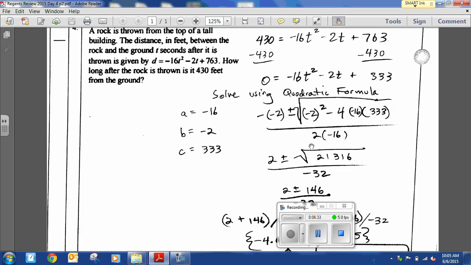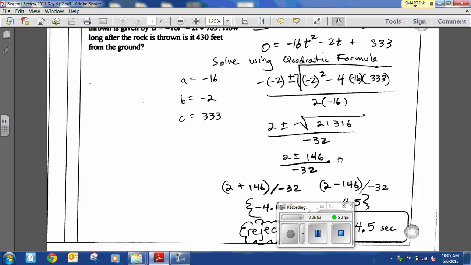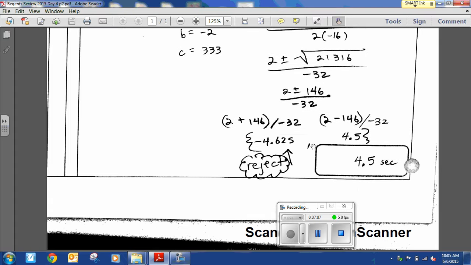If you remember, it is so important that you simplify this quadratic formula expression one chunk at a time, meaning let's simplify everything under the radical first. Well, negative 2 squared minus 4 times negative 16 times 333 is 21,316. Negative negative 2 becomes 2, and 2 times negative 16 becomes negative 32. Next thing we do is I take the square root of 21,316, and it is actually a perfect square because the square root is 146. So I have 2 plus or minus 146 divided by negative 32.